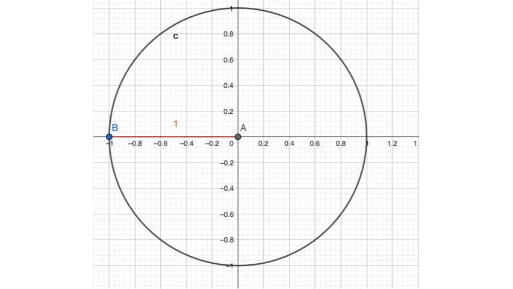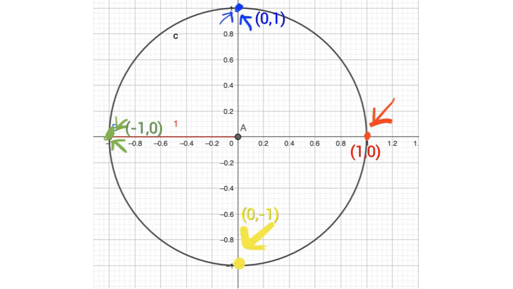Always just 1. Then, knowing that the radius of the circle is exactly 1 unit, what are the coordinates of this point right here? Exactly 1, comma 0. What about this point? 0, comma 1. And this point? Negative 1, comma 0. What about this one? 0, comma negative 1.